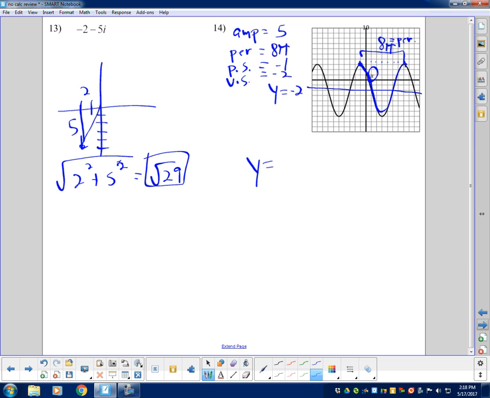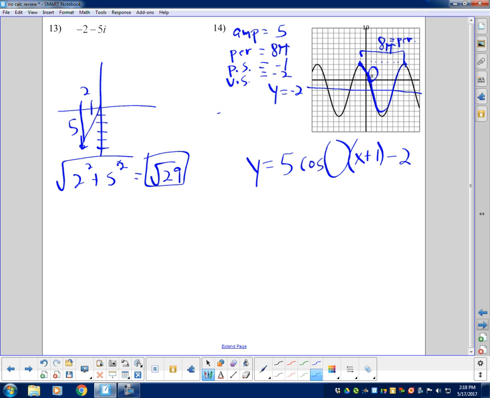Now if the period is 8 pi, that's not what's going to go in here for b, but I have 5 cosine. I have something here for b. I'll put it right in here. And then I have a phase shift of 1, so this will be x minus a negative 1, or x plus 1, and then a vertical shift of minus 2. You need to find what goes in that circle there.